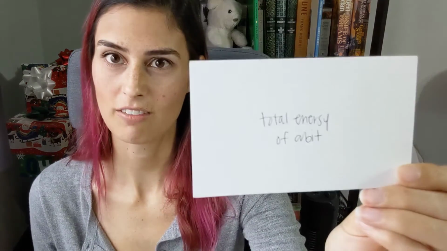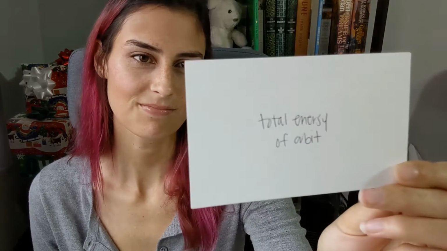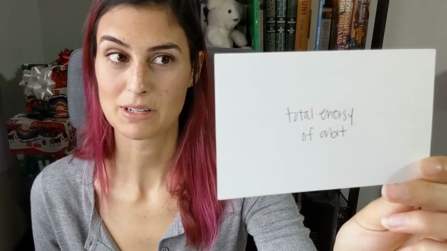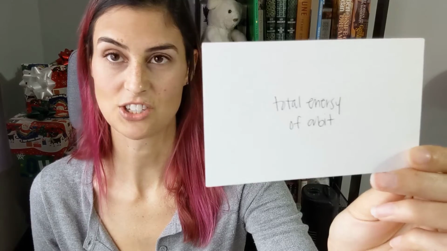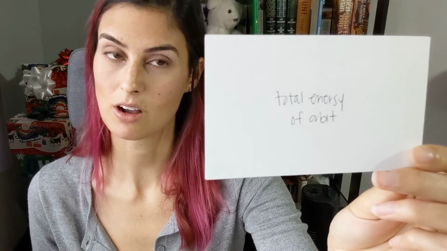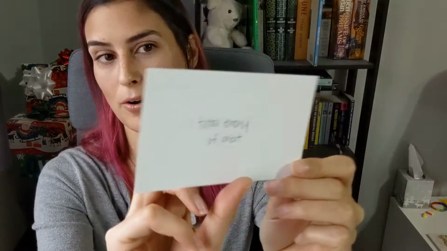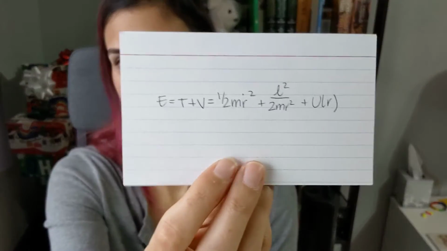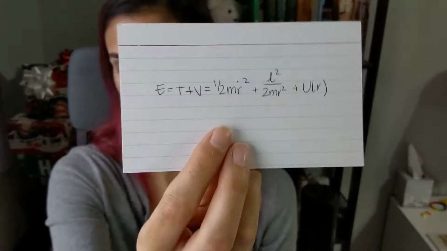The total energy of an orbit. This is E equals T plus V, where V is your potential and T is your kinetic. So it equals 1/2 m r dot squared plus L squared over 2m r squared plus U of r. So this is the effective potential and then the kinetic energy.